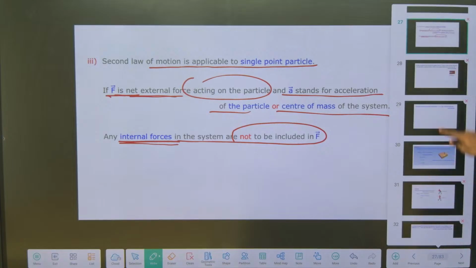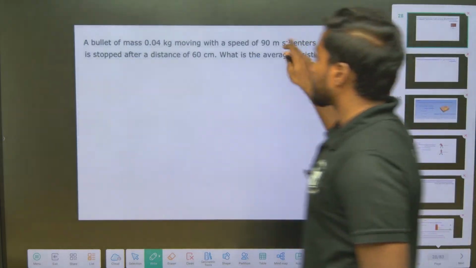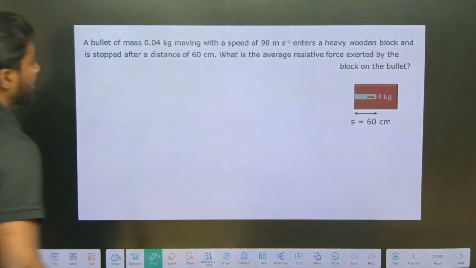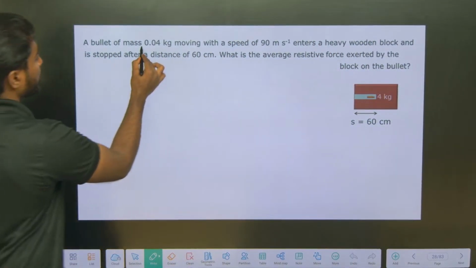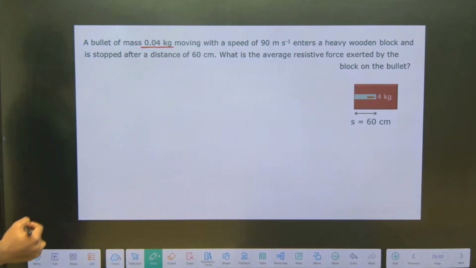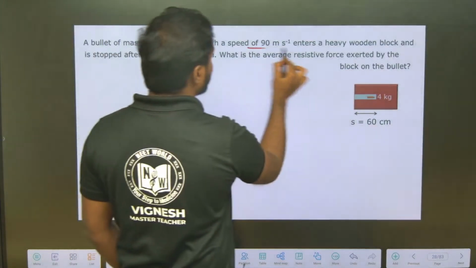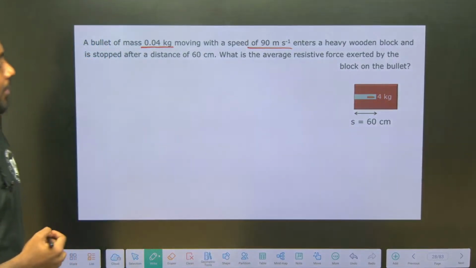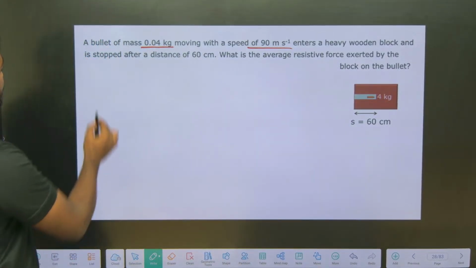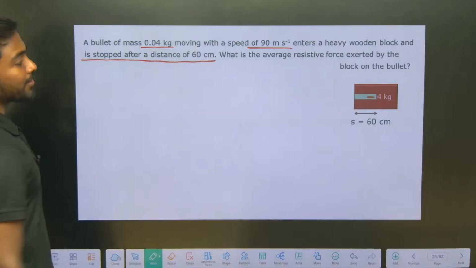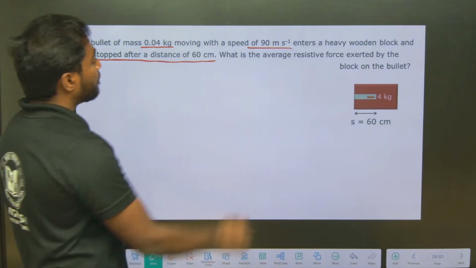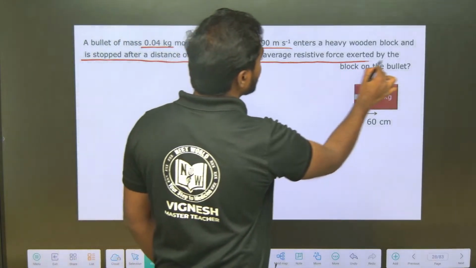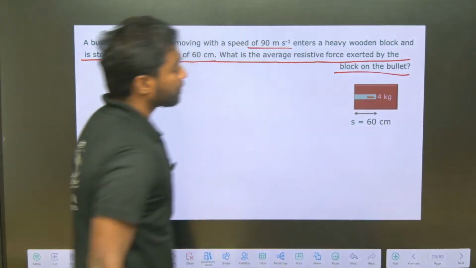Done. Yes. Here is the question. A bullet of mass 0.04 kg moving with a speed of 90 meter per second enters a heavy wooden block and is stopped after a distance of 60 centimeter. What is the average resistive force exerted by the block on the bullet?